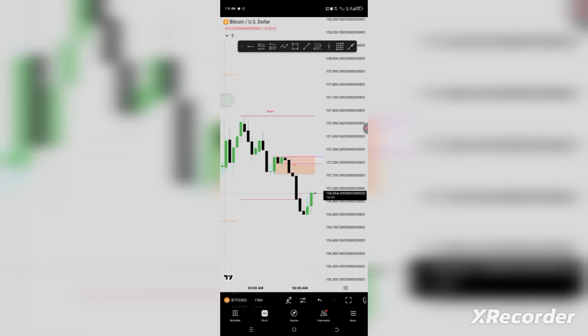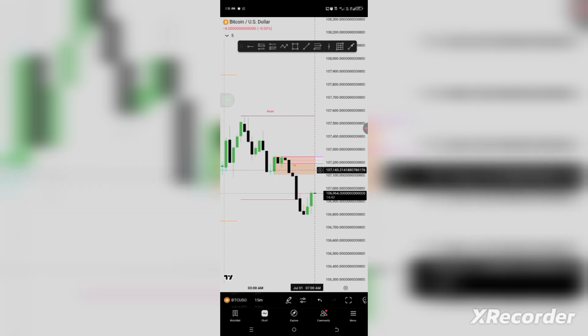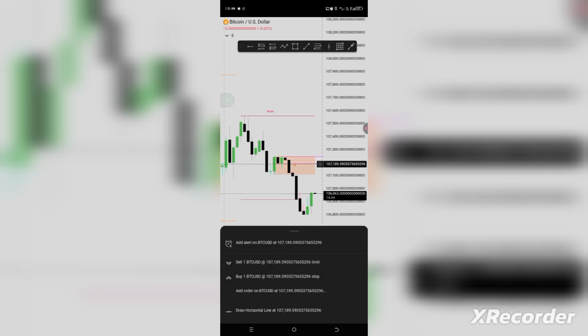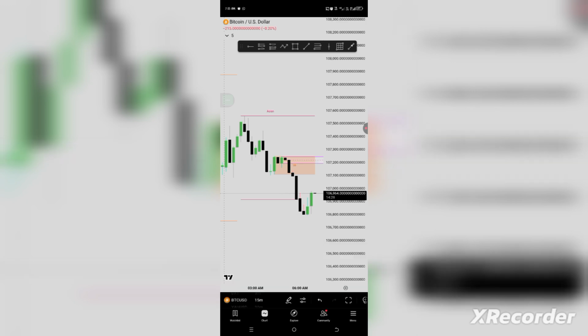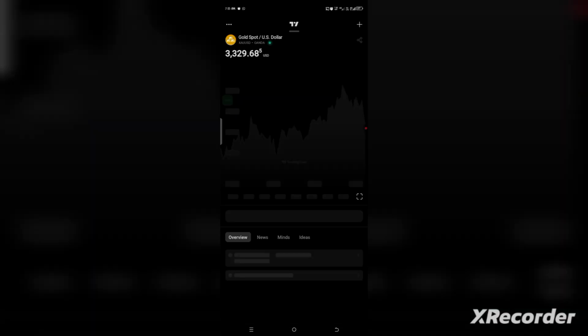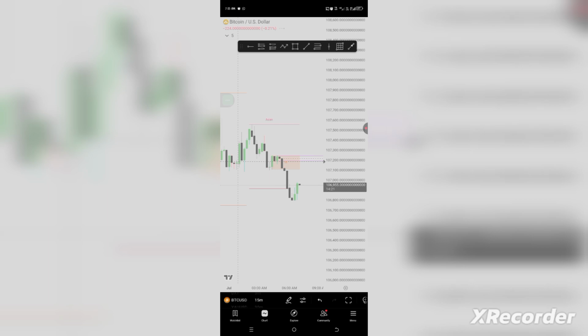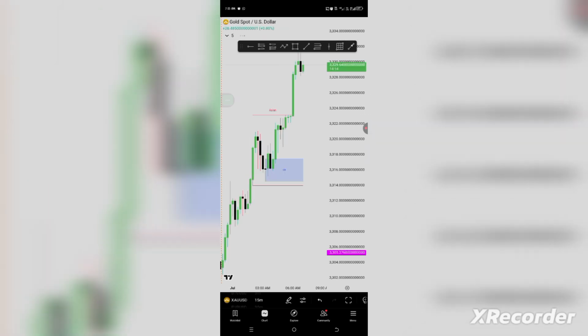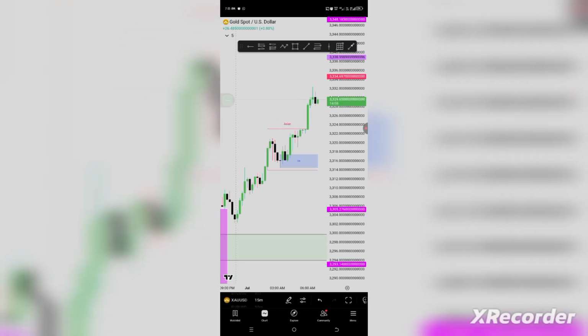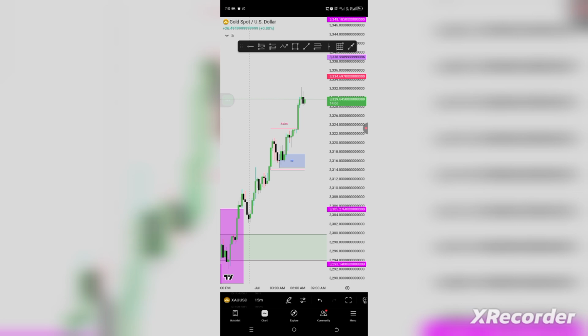So I think I had an example yesterday. I don't know if I still have that drawing, that setup. Okay, so that's that for BTC. What I do is I just draw on the higher time frame and refine it on the lower time frame.